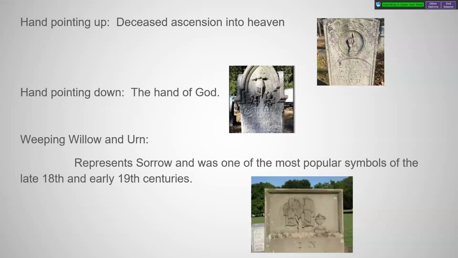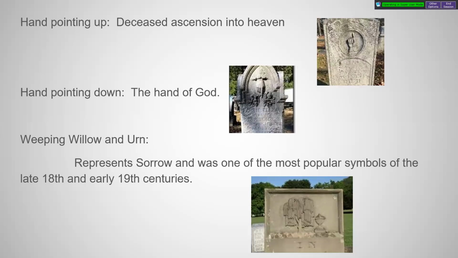All right, so we're going to get into this here. A hand pointing up is the deceased's ascension into heaven. And the hand pointing down can mean the hand of God, or unfortunately, it means they did not think the person was going to heaven. So let's hope none of your ancestors have a hand pointing down. That doesn't mean a good thing.